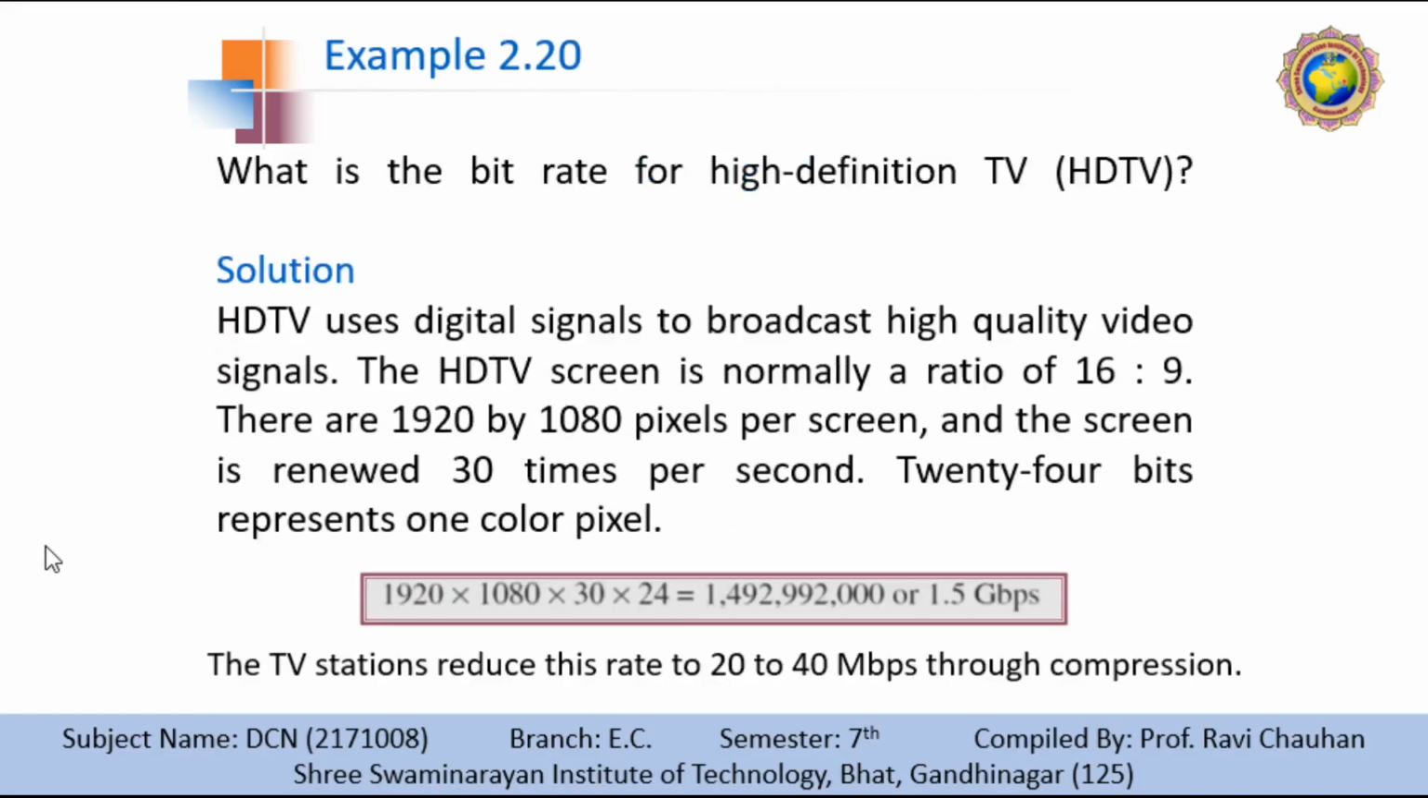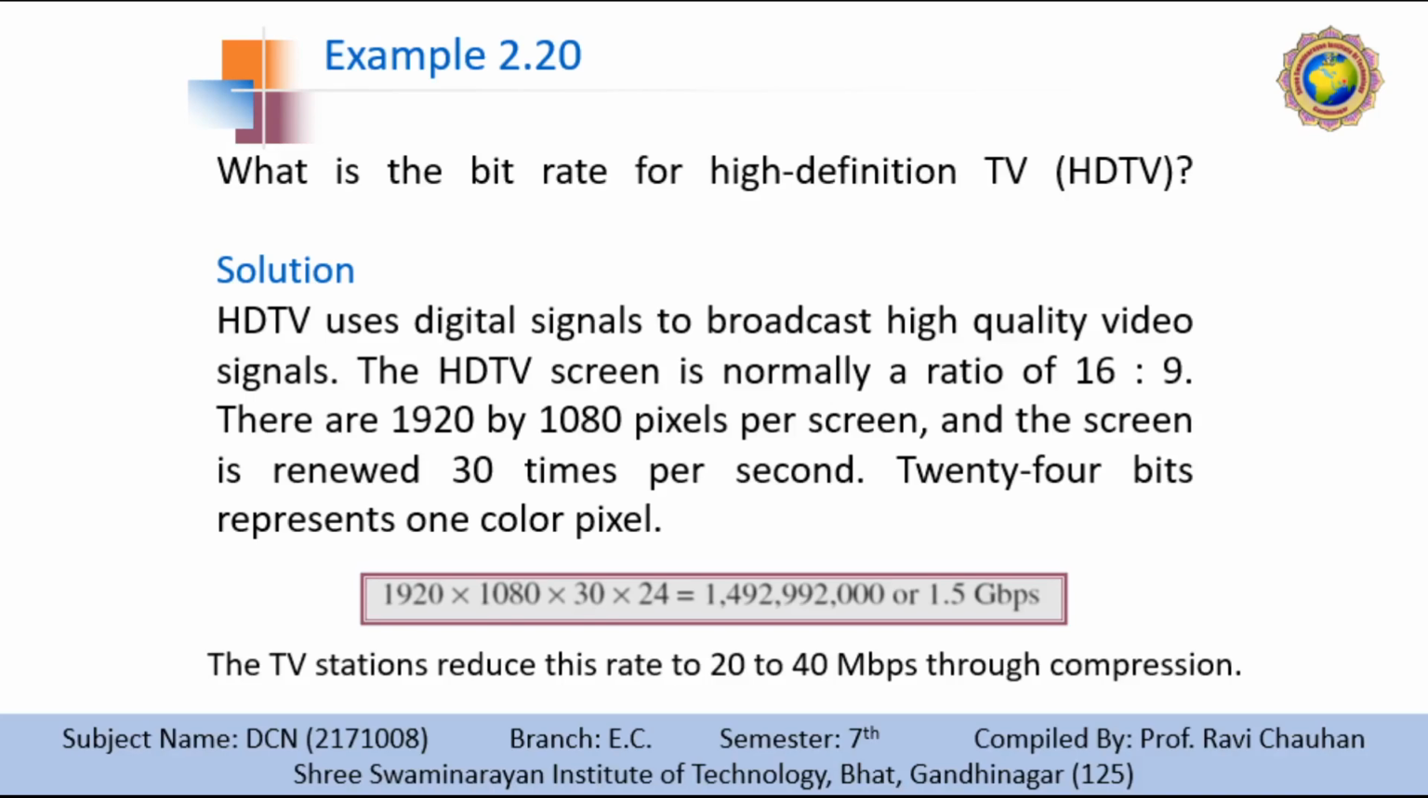So what is the bit rate of high definition TV? Recently we are using HD TV in our daily use. HD TV uses digital signals to broadcast high quality video signals. The HD TV screen normally has a ratio of 16:9, in contrast to 4:3 for the regular TV, which means that the screen is wider.